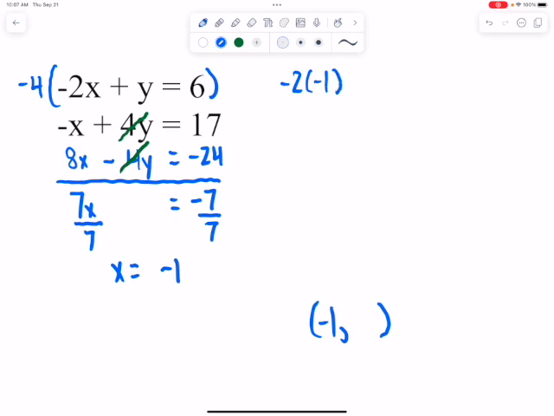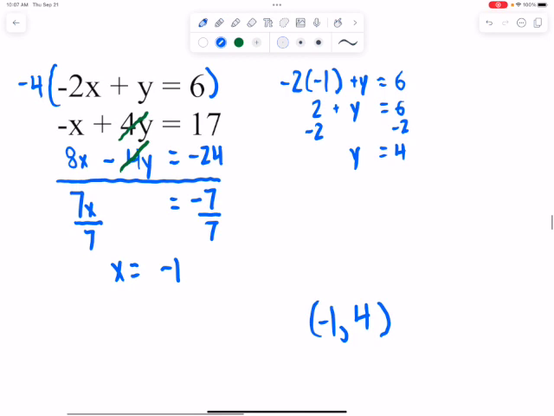Here, instead of -2x, we'll have -2 times -1 plus y equals 6. -2 times -1 is 2. So we have 2 plus y equals 6. We subtract 2 from both sides, leaving us with y is equal to 4. So -1 comma 4 will be our solution to this system.